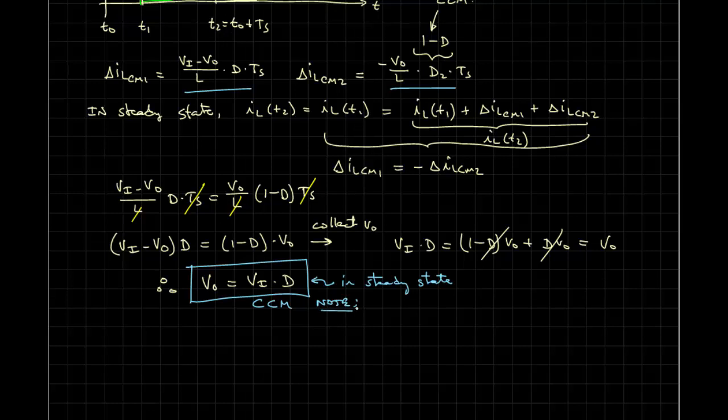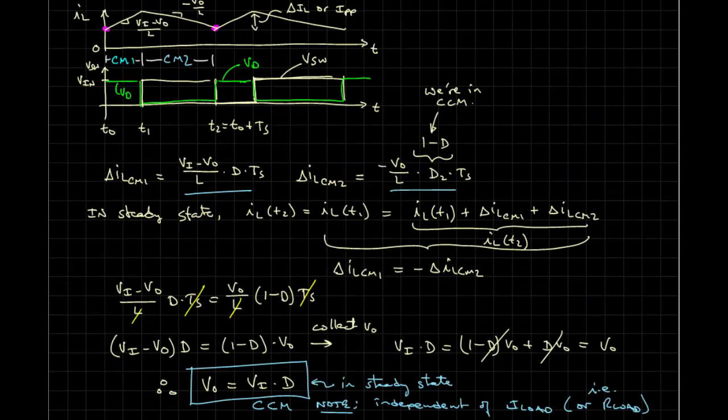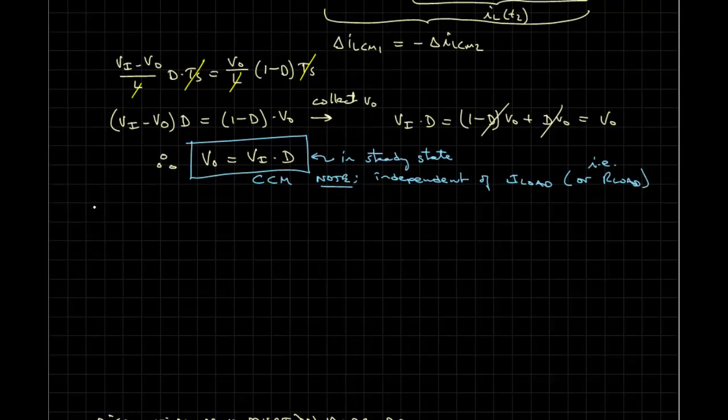Okay, so let me make the note here. Note: independent of I load or R load. Okay, so let's look at the switch. V switch max, we already saw, is just Vi. I switch peak. Now maybe we'll start with I switch average.